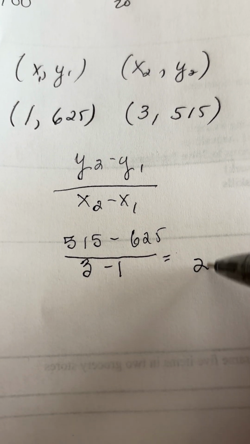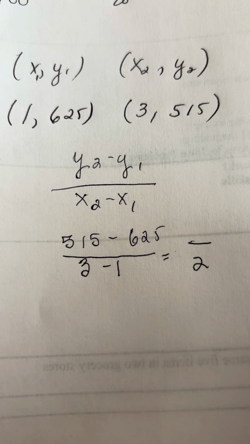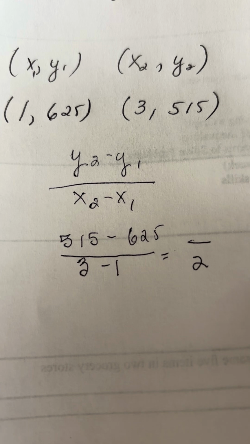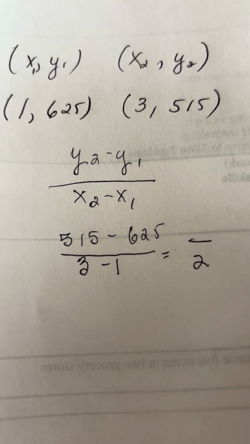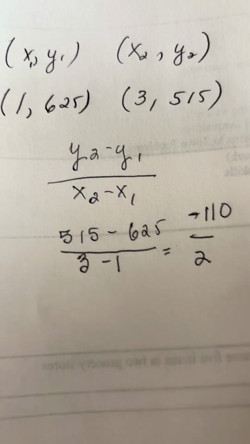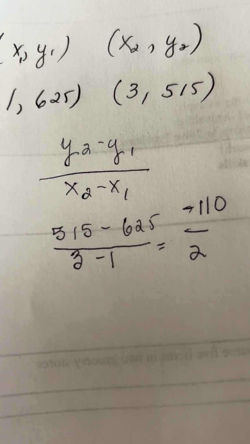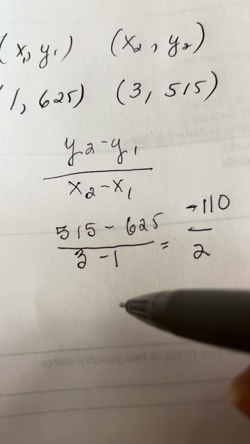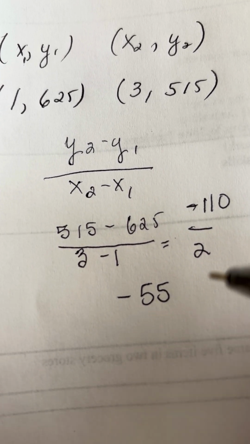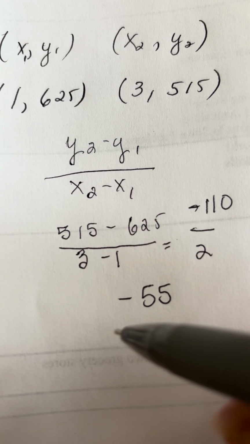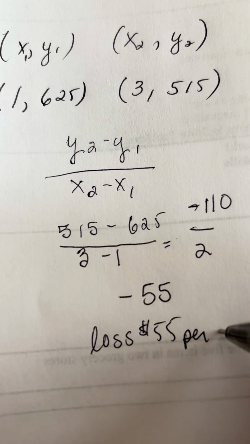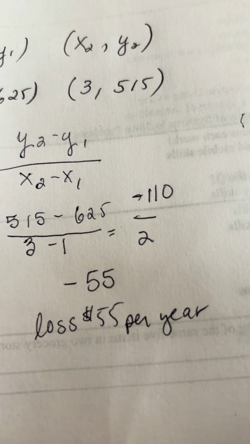Now, I could do the bottom easy. You're going to now see that my subtraction sometimes is not the best. So I'm going to take a minute and actually write it out. 515 minus 625. I got negative 110. So now when I do this division, I get negative 55. So that means that the interpretation is it drops, a loss of $55 per year. That's what that means.